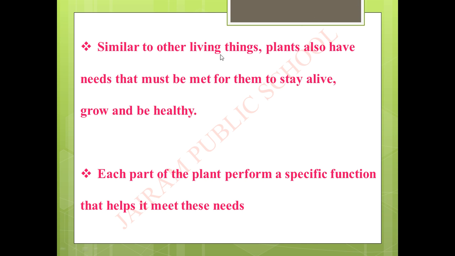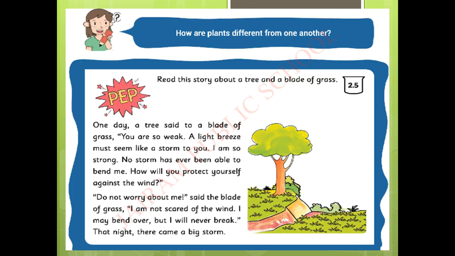Similar to other living things, plants also have needs that must be met for them to stay alive, grow and be healthy. Like other living things, plants also need all the things to stay alive and grow. Each part of the plant performs specific functions that help it meet these needs. So each part of the plant performs a specific function for the plant to grow. Right. Now here is a key question.